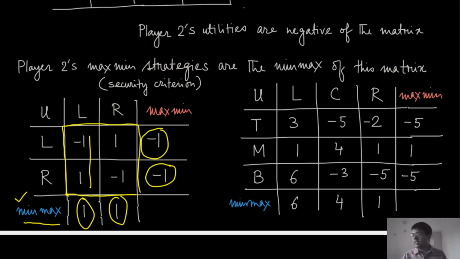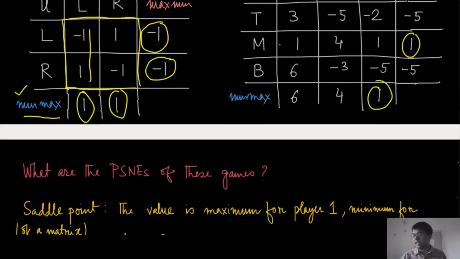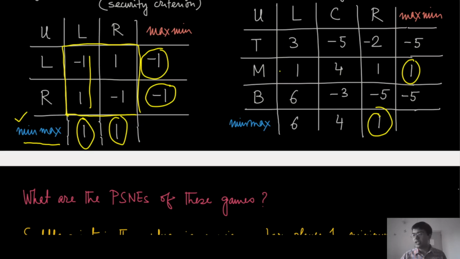Now similarly, look at the larger game, and you will find that the max min value in this case is 1, and the min max value is also 1. So what does this tell us?